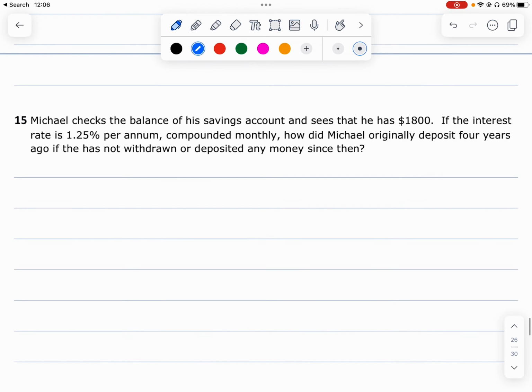Question number 15. Michael checks the balance of his savings account and sees that he has $1,800. If the interest rate is 1.25% per annum, so it is interest, so addition. So my common ratio will be 0.0125 and compounded monthly. How much did Michael originally deposit 4 years ago if he has not withdrawn or deposited any money since then?